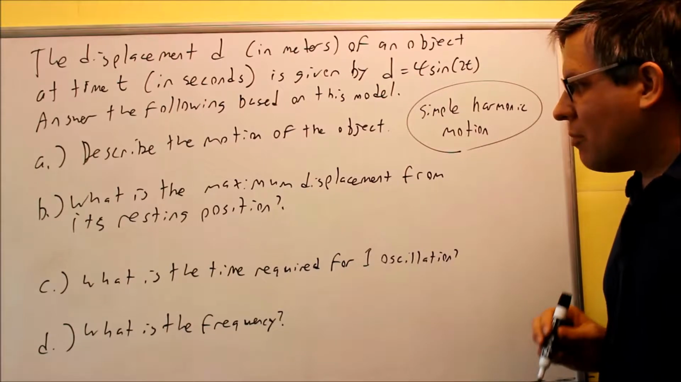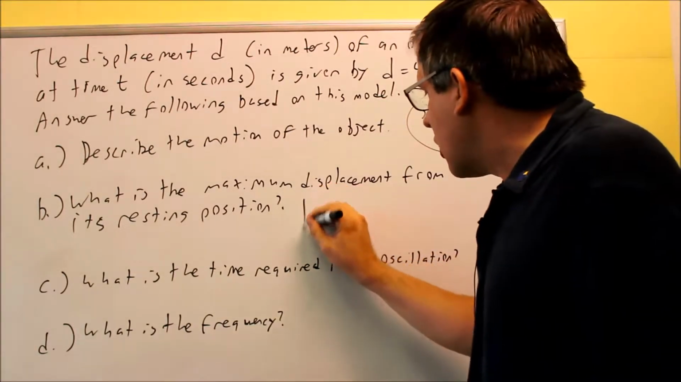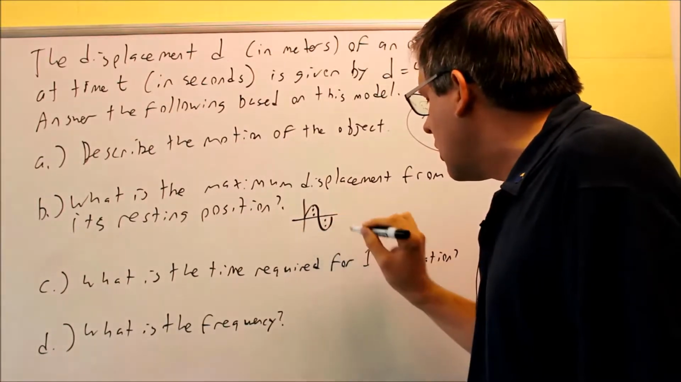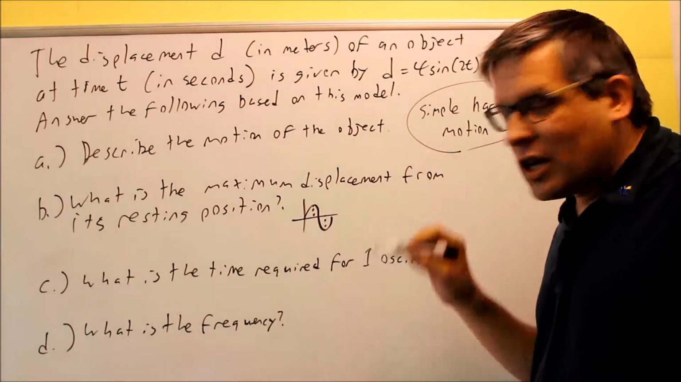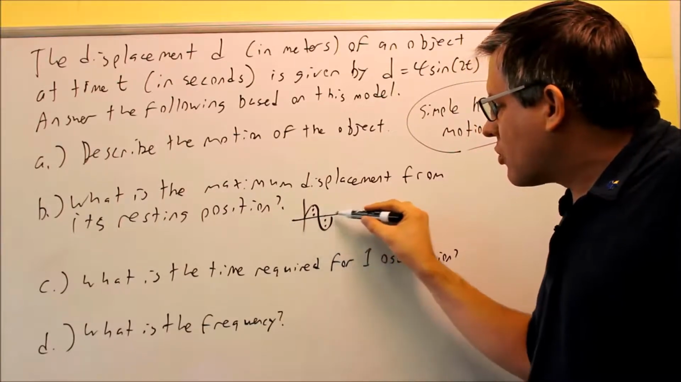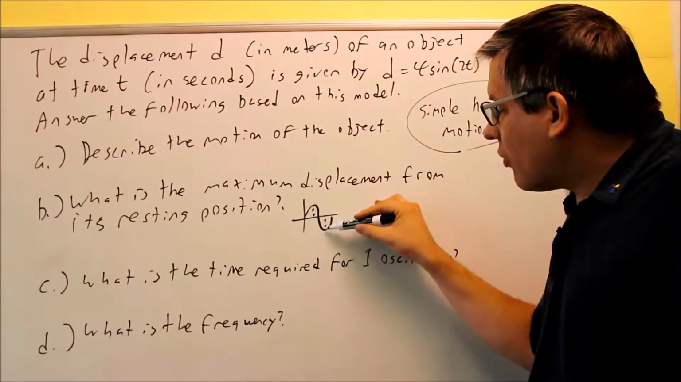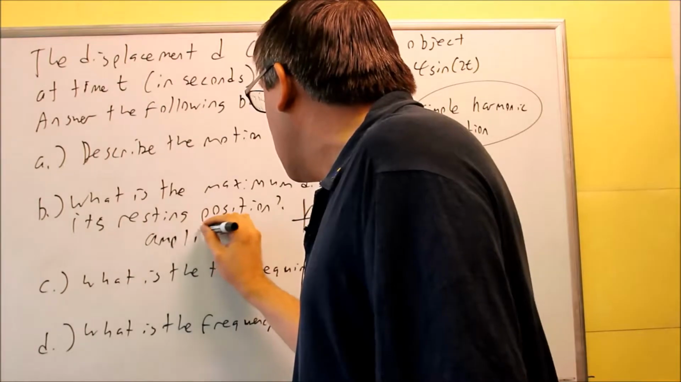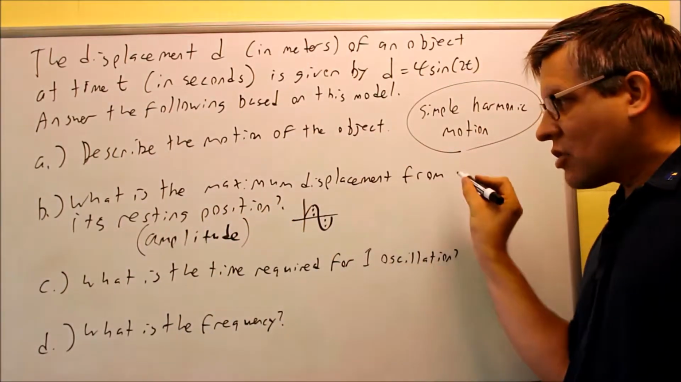For part B, what's the maximum displacement from its resting position? Let's draw a little sketch here. So this little sketch looks something like this. It may start at the origin, it may not. In this case, it would start from the origin because we have a sine graph, but the main thing is how far it is from the resting position, which would be this line right here, the x-axis. Now, how far you are away from the rest position, actually all they're asking for on this problem is really the amplitude. That's what all this actually says.